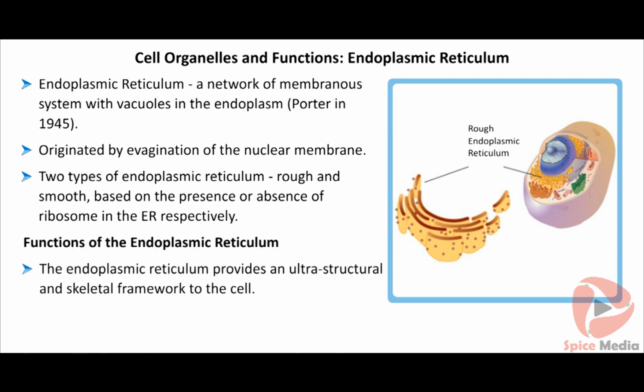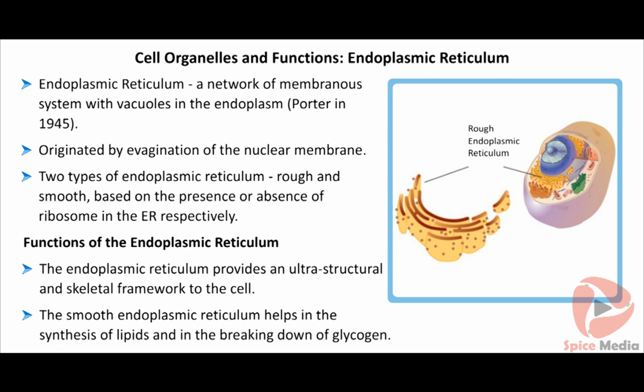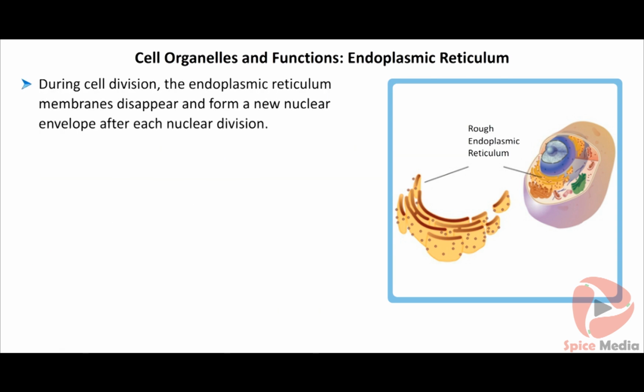Functions of the endoplasmic reticulum. The endoplasmic reticulum provides an ultrastructural and skeletal framework to the cell. The smooth endoplasmic reticulum helps in the synthesis of lipids and in the breaking down of glycogen. During cell division, the endoplasmic reticulum membranes disappear and form a new nuclear envelope after each nuclear division.